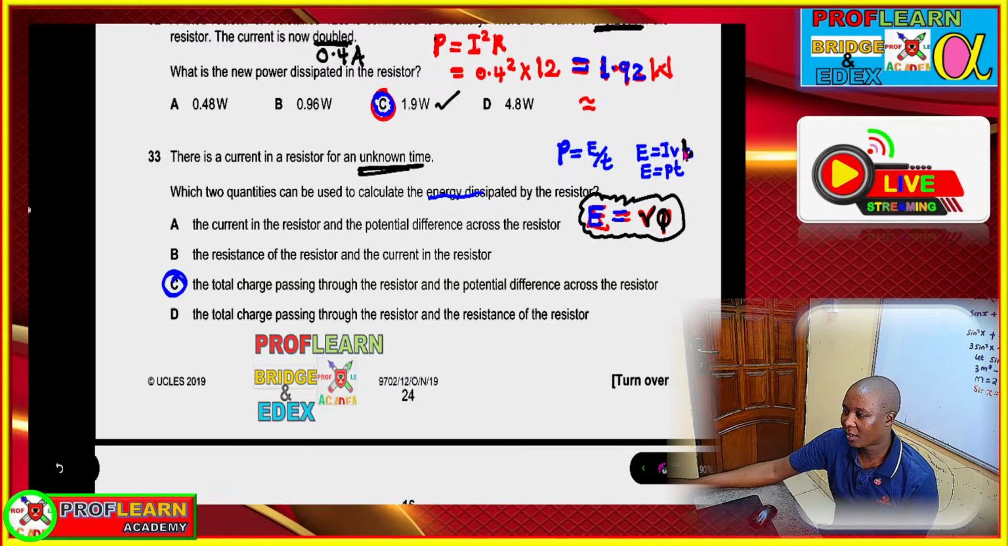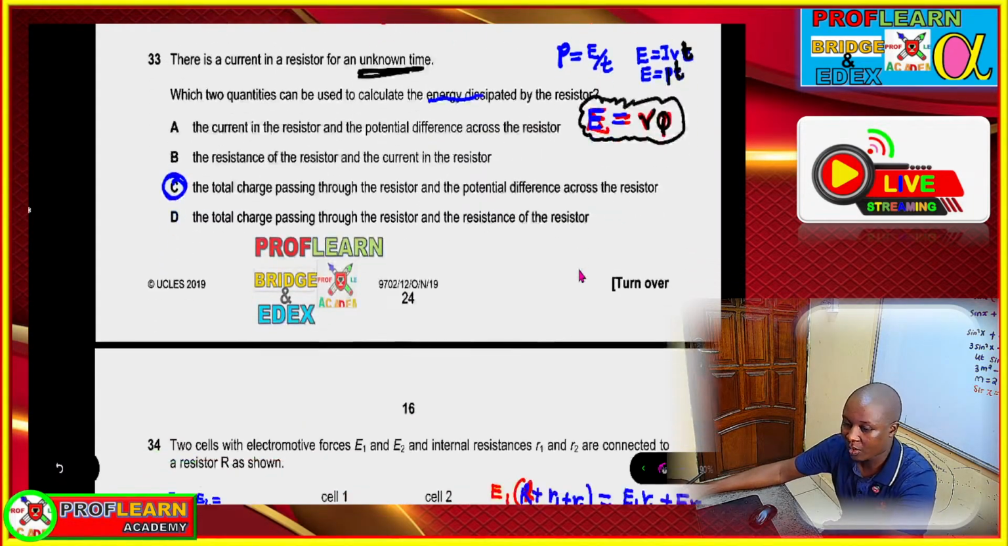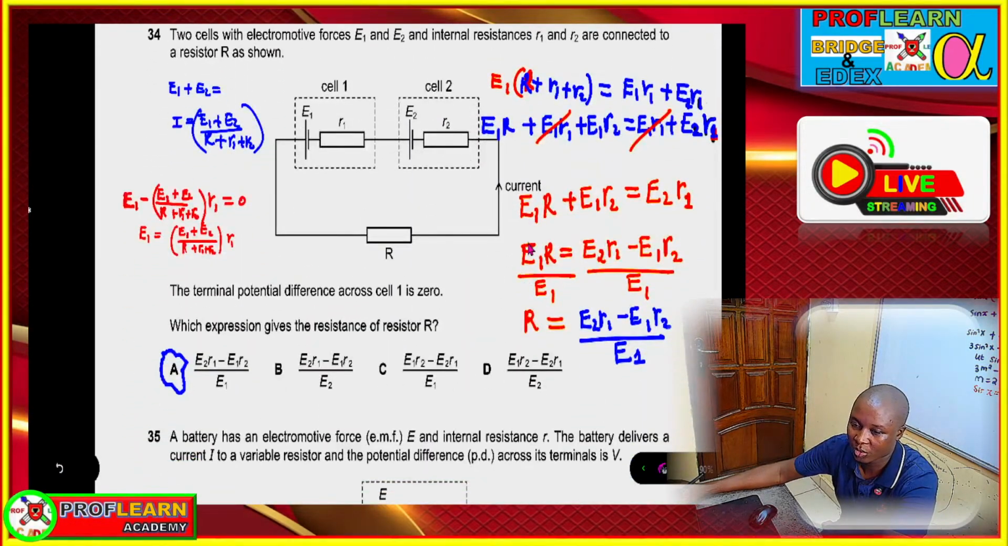So we have time here. Energy is equal to power times time. So we have time there. Another formula for energy is voltage times charge, potential difference times charge. So these formulas cannot help us because we don't know time. Then the best way is potential difference times the charge. So that's the total charge passing through the resistor, and the total potential difference across the resistor is the best way we can work out this question.